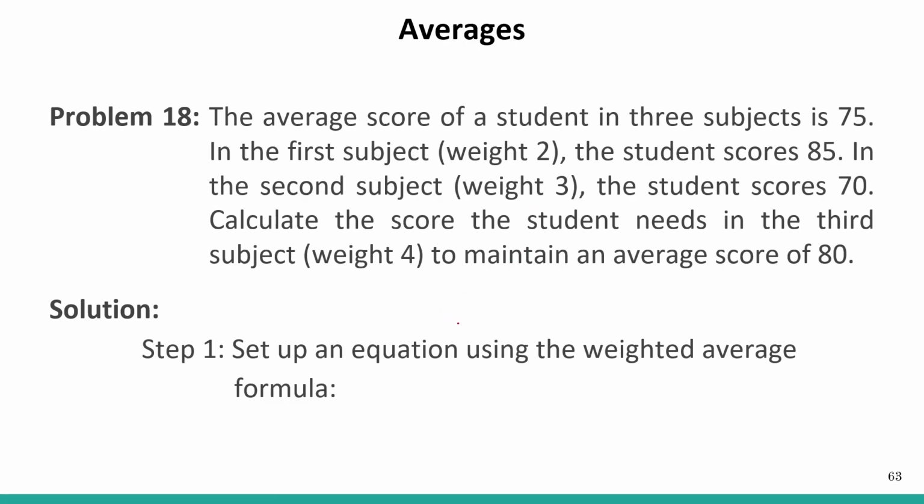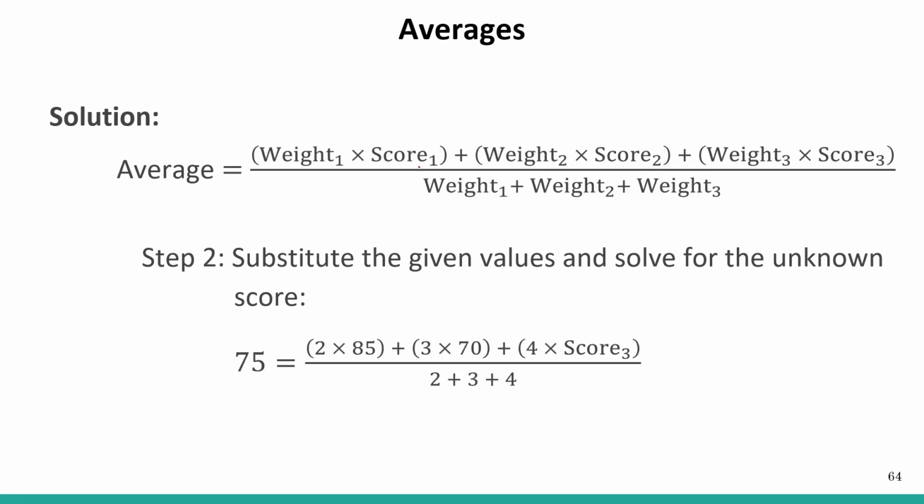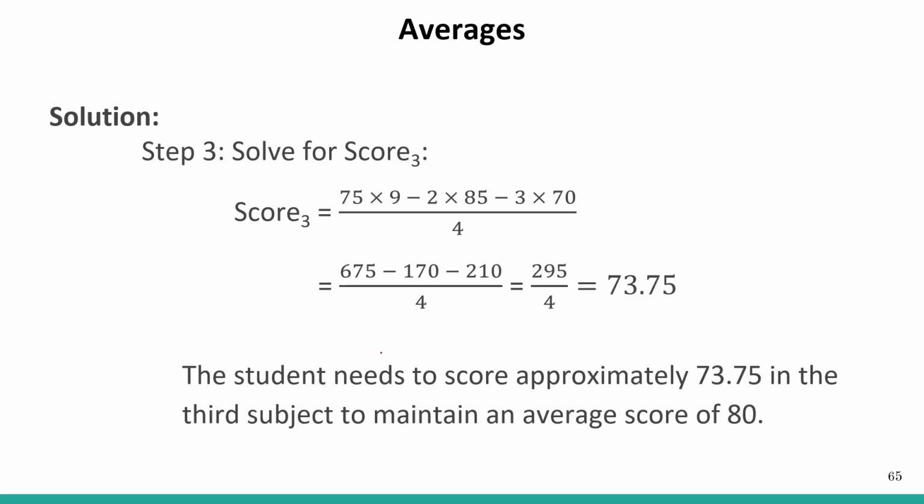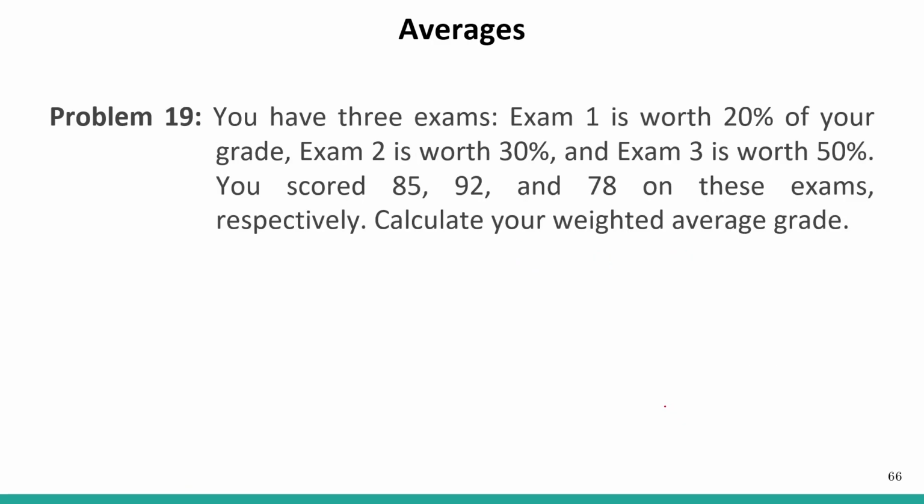So set up an equation using the weighted average formula. Weight 1, weight 2, weight 3 and score 1, score 2, score 3, with weight 1, weight 2, weight 3 added in the denominator. So substituting these values, we are left with 295 by 4, which is equal to 73.75. So the student needs to score approximately 73.75 in the third subject to maintain an average score of 80, right?